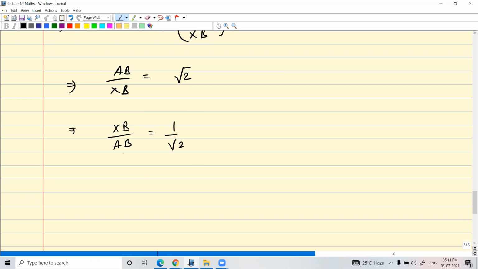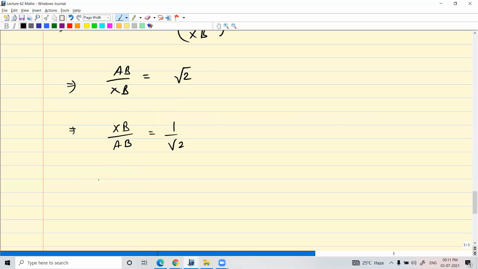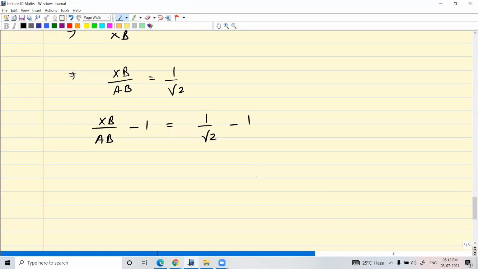Now what can we do here? How would I get AX over here? I have to subtract 1 from both sides, right? If I subtract 1 from both sides, actually if I do subtraction of 1, I will get XB minus AB by AB. So it will become negative. So instead, what I will do is subtract both of them from 1. So 1 minus this thing. Everyone okay with that?